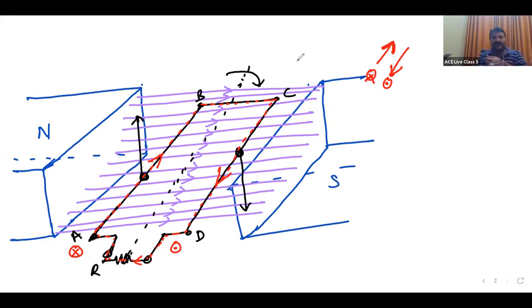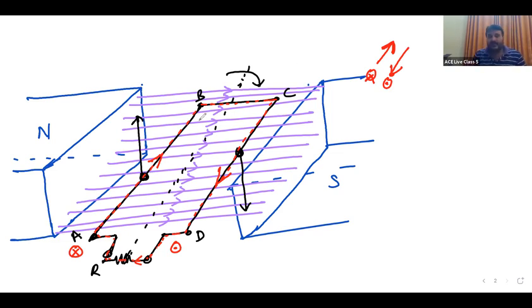Similarly, the other side of the coil also. So the EMF is not the same. The direction of induced EMF is not the same in the same conductor. It will alternately change. Okay. The important point here is what I want to say.